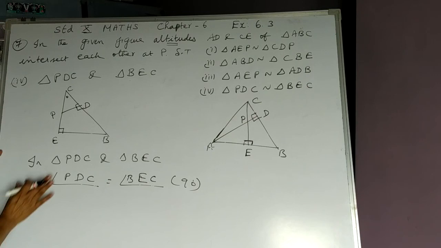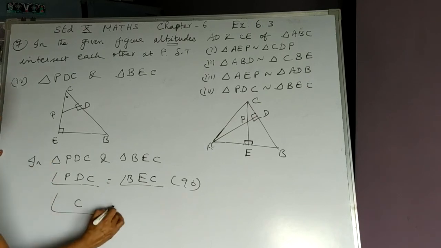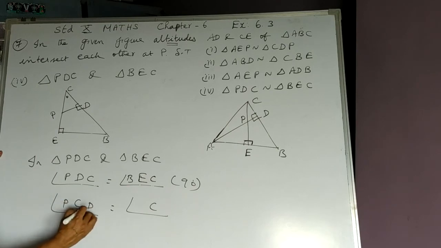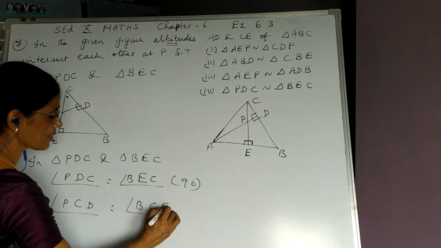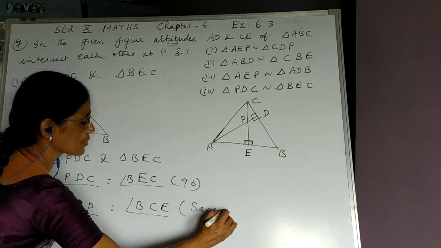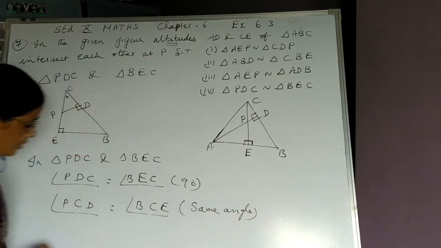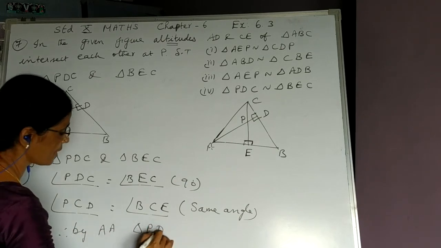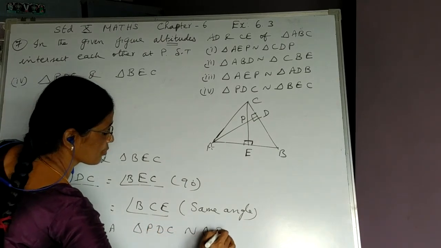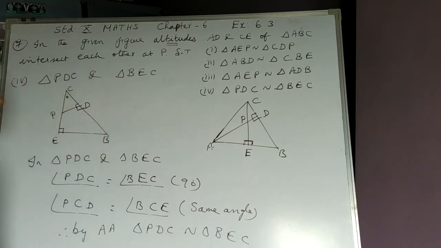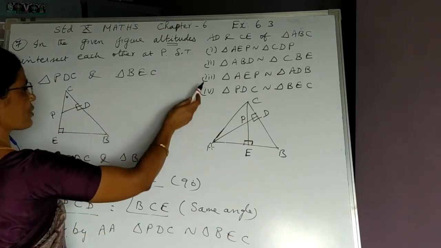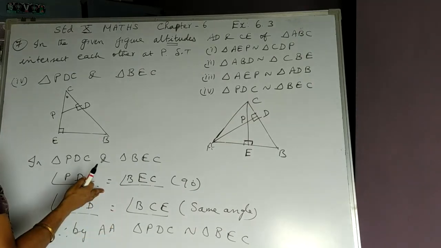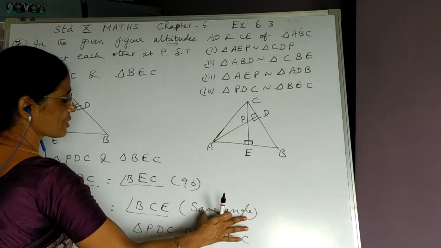Do you find any angle common in both the triangles? Yes. It is angle C. So it is PCD and here it is BCE. Reason is same angle. Therefore, by double A, triangle PDC is similar to triangle BEC. So if you see, in all these four subdivisions, we are using double A only. Out of the two, one becomes 90 degrees and mostly the other angle becomes the same angle.